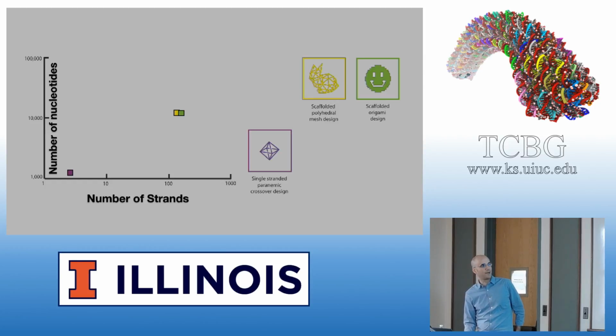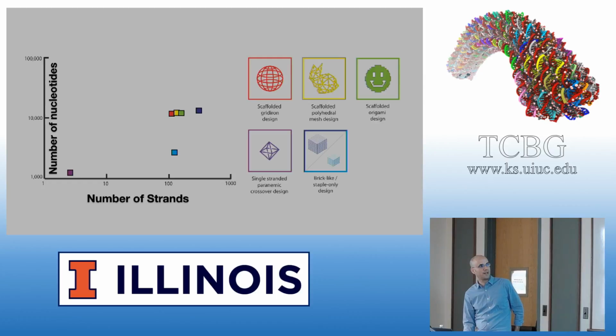And then you have these wireframe polyhedral meshes, the gridiron designs. So you can see that these are kind of clustering in this area over here. And then with the single-stranded tile and brick structures, we have an increase in the number of strands and also kind of a linear increase in the number of nucleotides. And then once you hierarchically assemble structures, so multimerize origamis, it just goes up linearly.